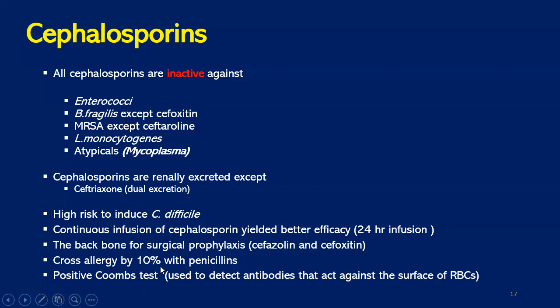They are considered nowadays the backbone of surgical prophylaxis, especially cefazolin and cefoxitin for surgeries requiring coverage of the anaerobic bacteria, like colorectal surgeries.